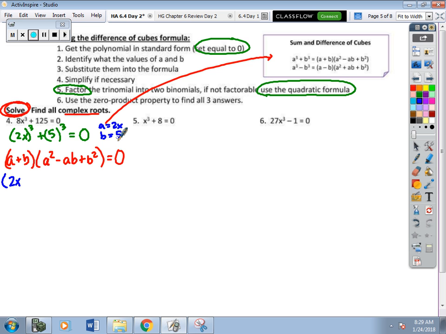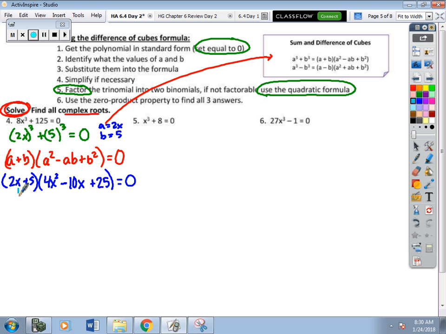So plug those in, 2x plus 5. Remember to square the 2 and the x here. So 4x squared minus 10x, 2x times 5, plus 25. So everyone make sure you have all of those numbers right before we move on. Okay. Now, we have to find 3 answers.